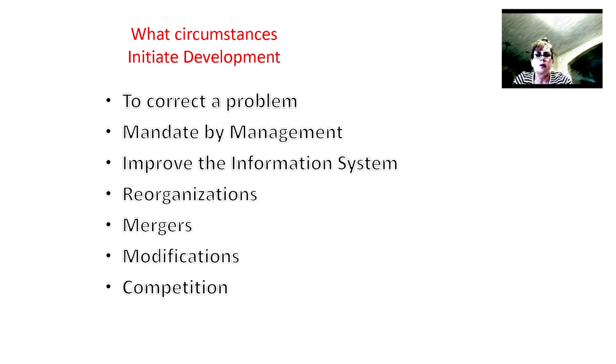A user may request a new or modified information system for a variety of reasons. The most obvious reason is to correct a problem, such as an incorrect calculation or a security breach. Another reason is to improve the information system. Organizations may want to improve hardware, software, or other technology to enhance the information system.